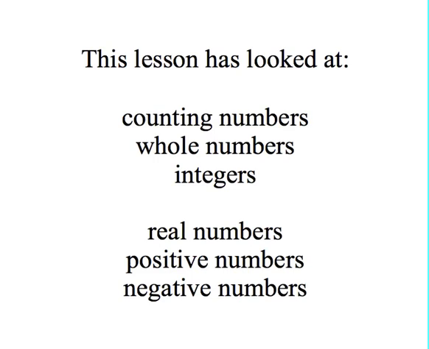This lesson has looked at counting numbers, whole numbers, and integers, which can all be written with the roster method, and it's also looked at 3 other important sets: real numbers, positive numbers, and negative numbers, which cannot be written using the roster method. So we help show these sets of numbers with a number line.